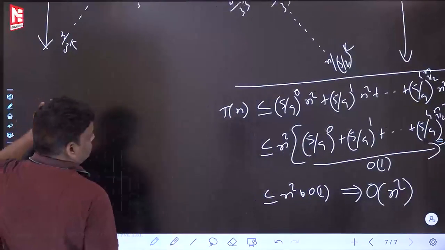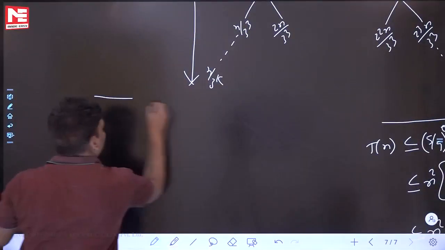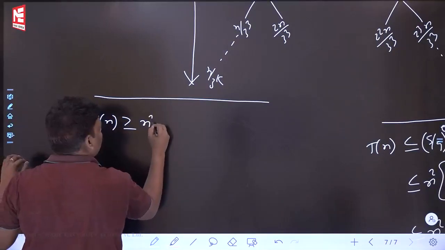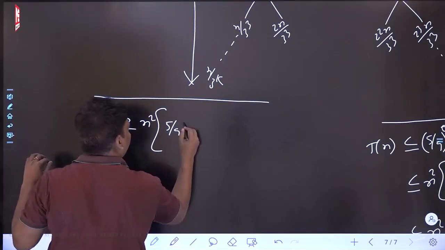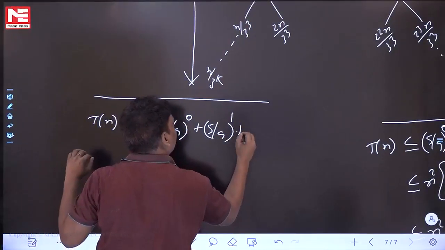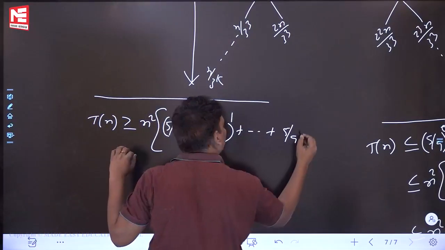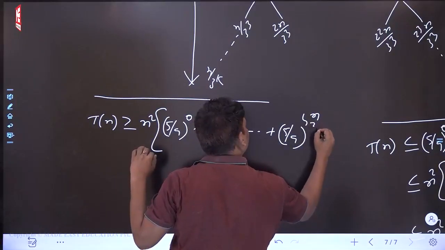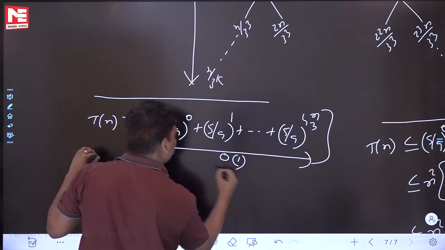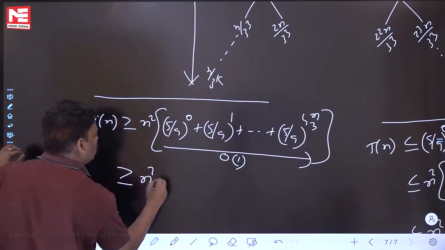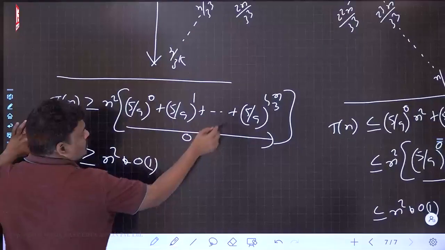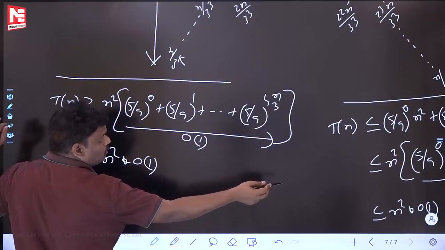Let's see the lower bound also. Tn is greater than or equal to n squared common. (5/9) to the power 0, (5/9) to the power 1, and so on. What is the last one? (5/9) to the power log n base 3. This is a GP series with R value less than 1, constant. So, n squared into constant. See, both are constant. This GP series total value is constant, and that GP series total value is constant.